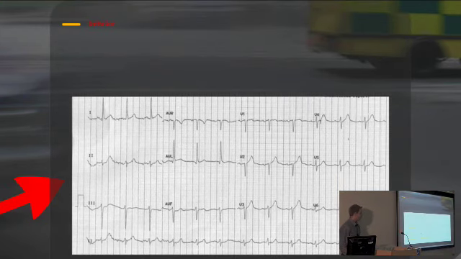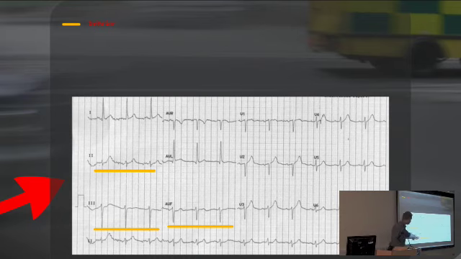Quick recap of where the leads of the 12-lead ECG are looking, okay? We're going to quickly run through those just to finish off. We're going to look at where the leads are looking at, first of all.